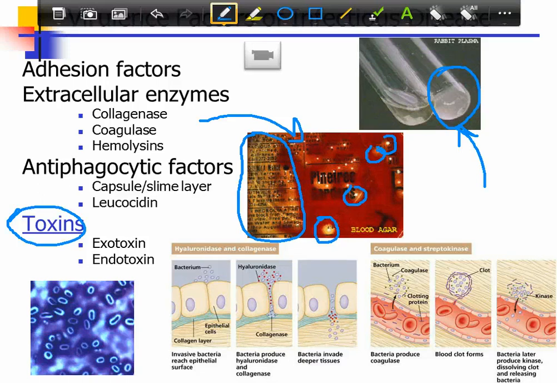I didn't mention yet antiphagocytic factors. Take a look at the capsule stain right here. You've seen one in lab. Also, some microorganisms, even though they may be phagocytosed and they're sitting inside of a white blood cell, can make chemicals that kill the white blood cell, thereby freeing them. They're called leukocidins. Cide for cidal, kill, leuko for leukocyte, kills white blood cells.